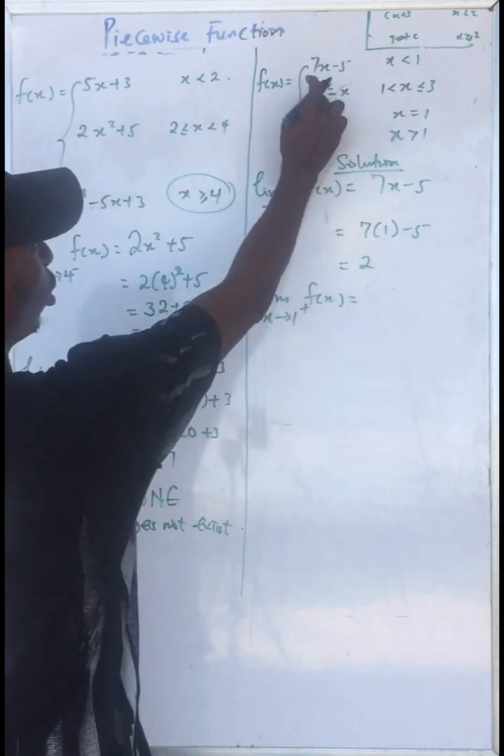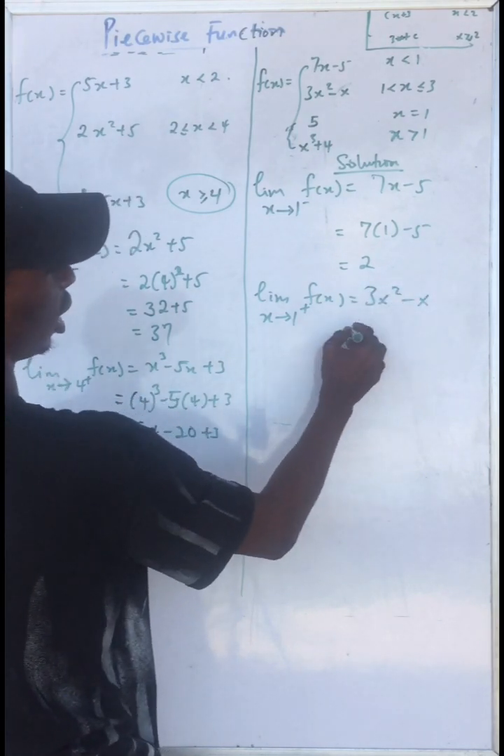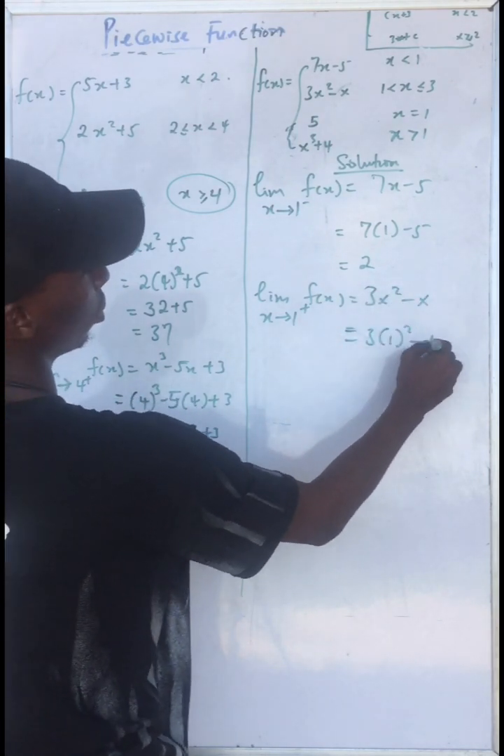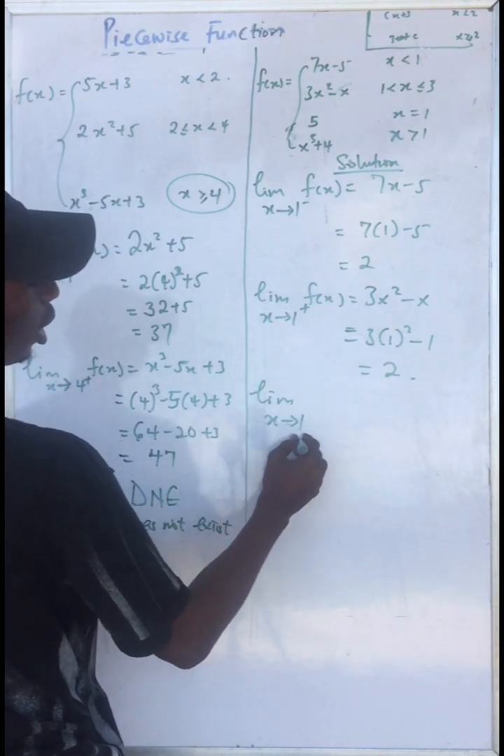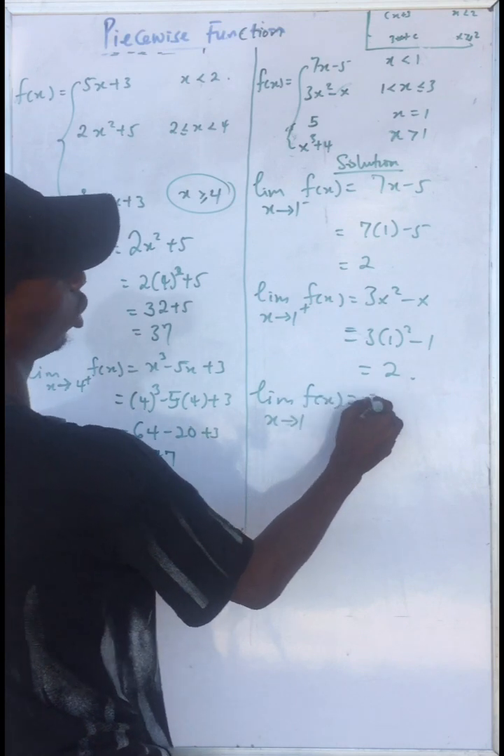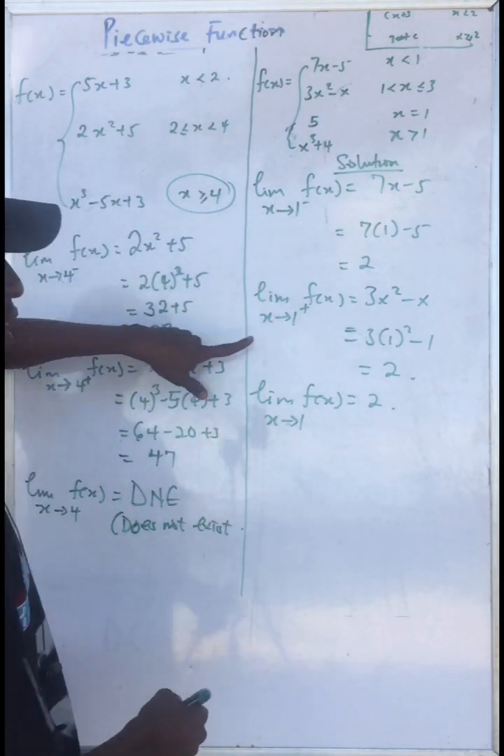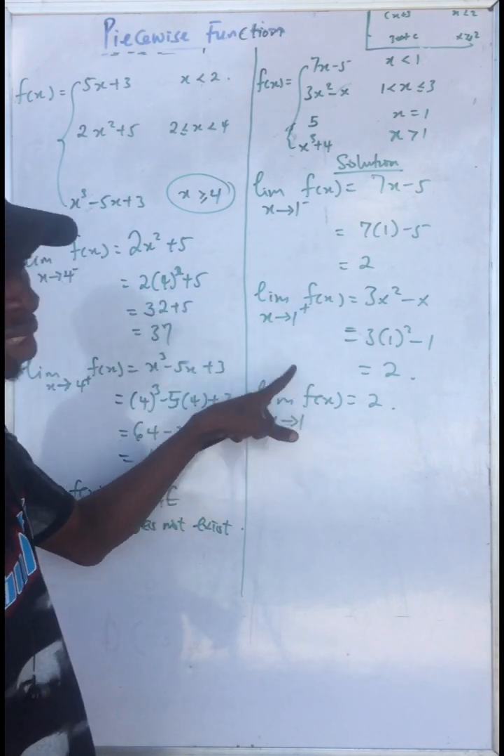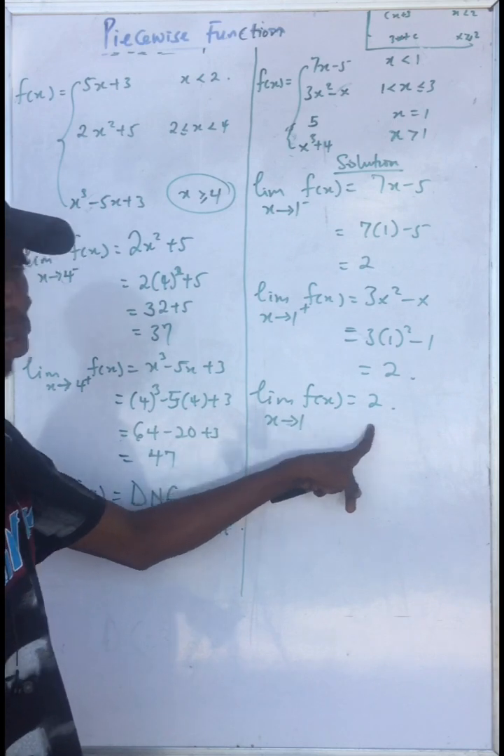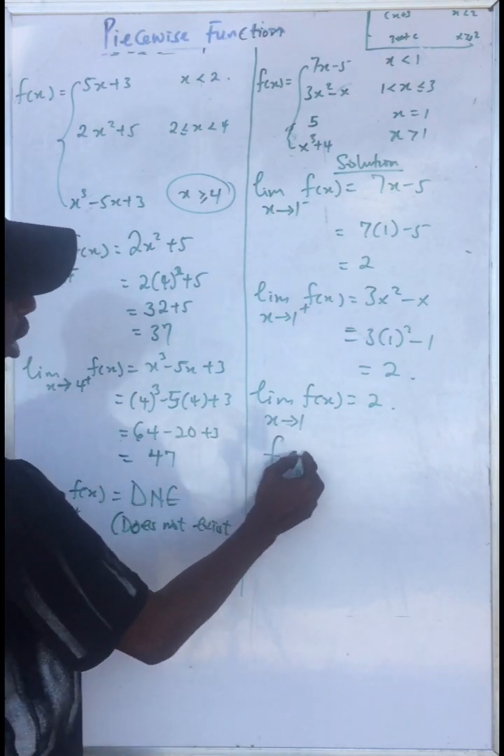So that means we are going to consider this very function here, so that you insert x to be 1, so that you have 2. So can you then tell me what will be the limit of x approaches 1 from both sides? It's going to be 2, because the limit as x approaches 1 from the left is equal to the limit as x approaches 1 from the right. Since it's the same thing, the limit exists. You understand now?